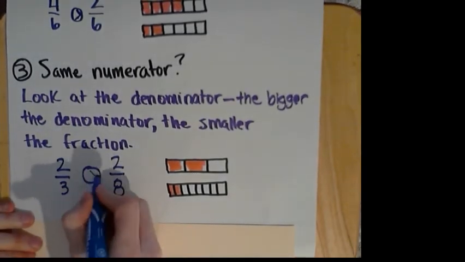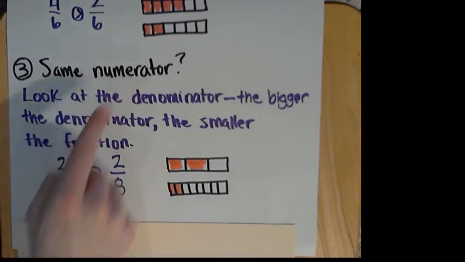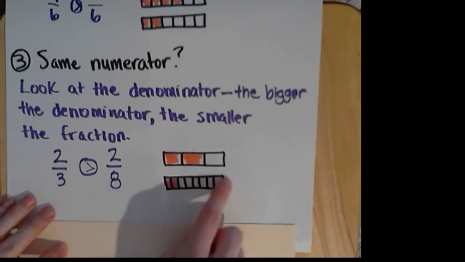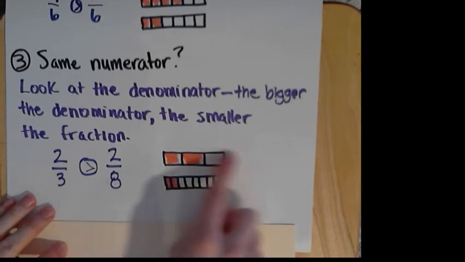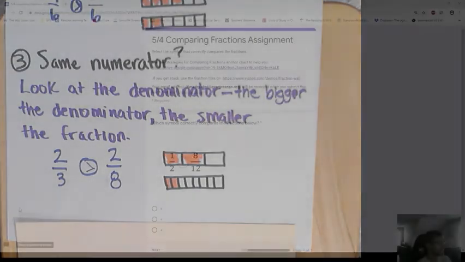Now, of course, if you use the benchmark 1/2, or the same denominator, or even if they don't have the same numerator, you can use these models just like I was doing to kind of show. But the other thing that you can use besides drawing out the models is using the fraction wall that we've been using as well. And all right, I'm going to show you what you're going to be working on today.